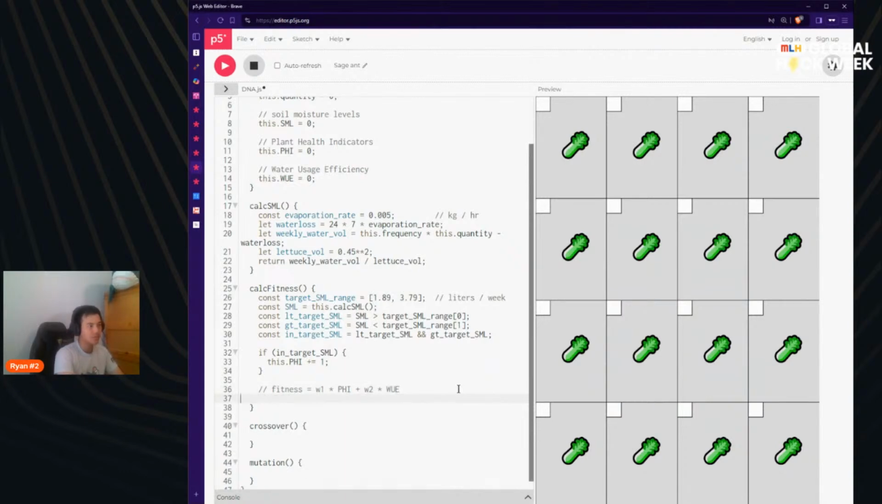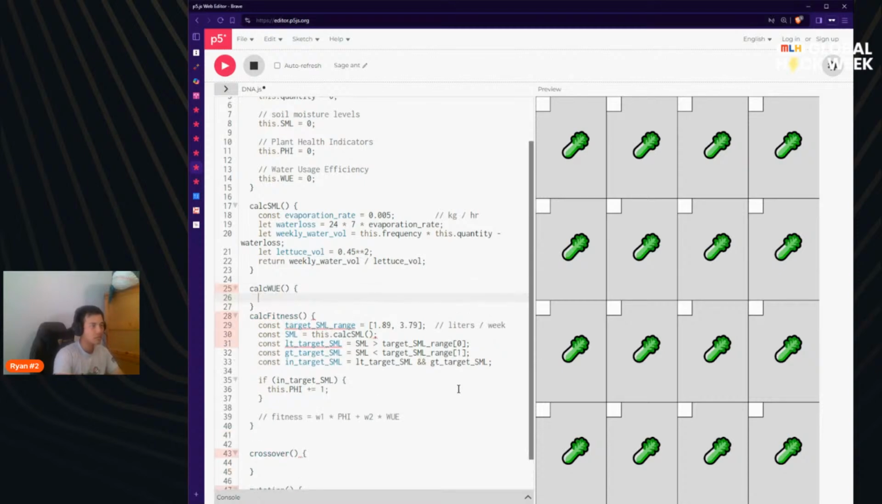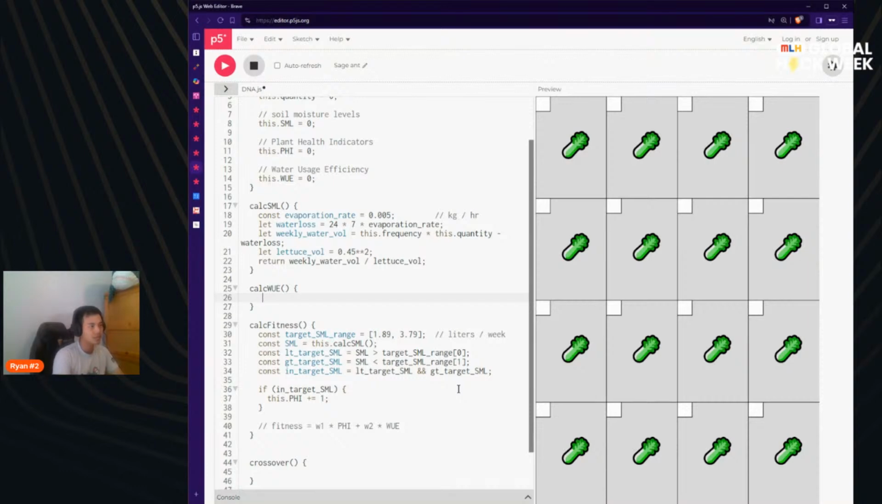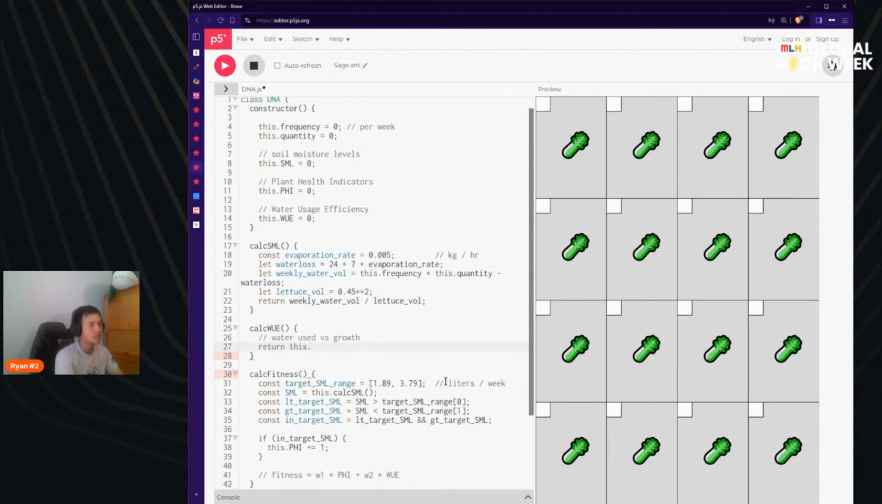So then we would probably need to also calculate the WUE, wouldn't we? Calculate the WUE. That would probably, well, this is defined as the water used versus growth. So that should just be this dots. Oh man, it'd be really nice if instead of us calculating the ratio of whatever, we'll just copy and paste this for now.